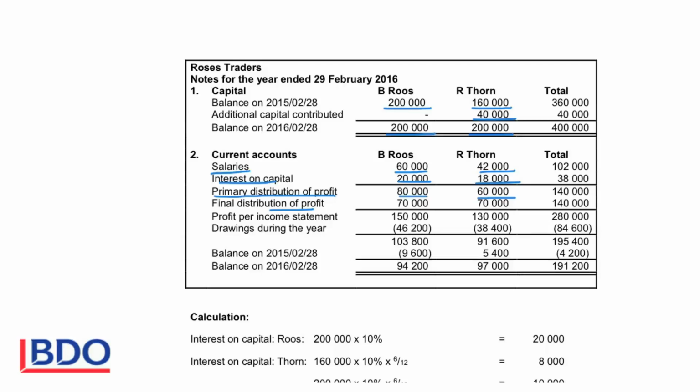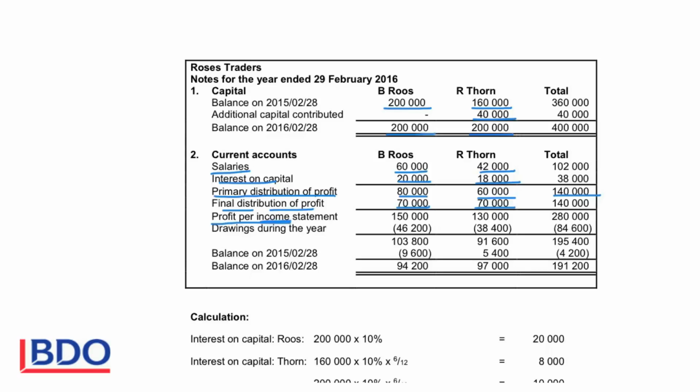Primary distribution means that even if there's no profits in the business, they are entitled to their salary and interest on capital. If there's any profits left over after the primary distribution was made, then there will be a final distribution of the amount that's left over. So the total amount that's left over after the primary distribution is 140,000, and because they share profits equally, it means that we will show that each one of them will get 70,000. And that will give us the profit according to the income statement.